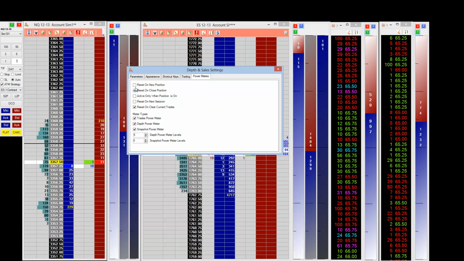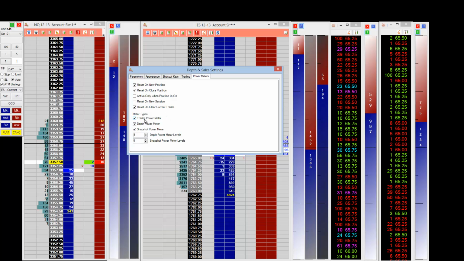Now, the resetting and the active only when position is on, it only applies when you go from flat to having a position on. It won't reset if you add more to the position. Okay. Reset on clear current trades, that's the one that ensures when you do a reset here or here, that it actually resets your strength meter as well. So if that is off, when you do a reset here, it will not reset the strength meter.